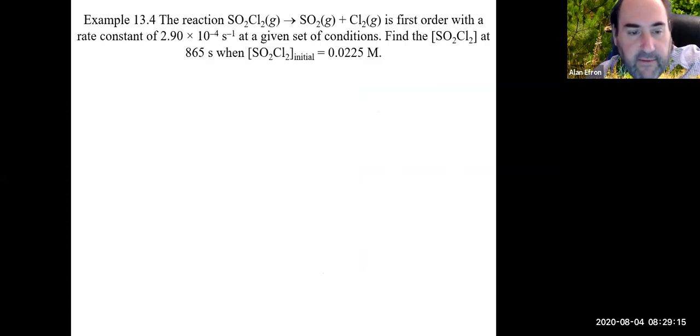All right, so why don't you give this one a go? Reaction is first order with a rate constant. Find the concentration of SO2Cl2 at 865 seconds when the initial concentration is 0.0225. So see what you come up with.